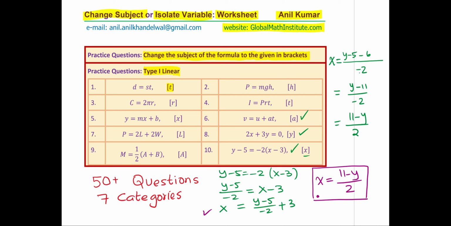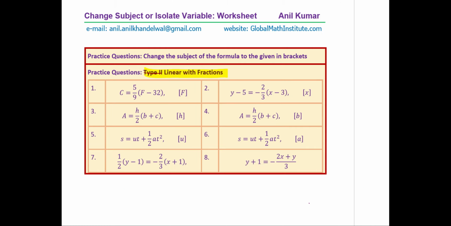So with that, let's move on to the other type, which is type 2. Okay, so type 2 is linear with fractions. So let's try to see how do we do these linear with fractions. It is similar to what we did just now. Let me take up the very first example, which is a very common example also. So we have c equals to 5 over 9 times f minus 32. What we need to isolate here is f, right? So we need to get what f is.